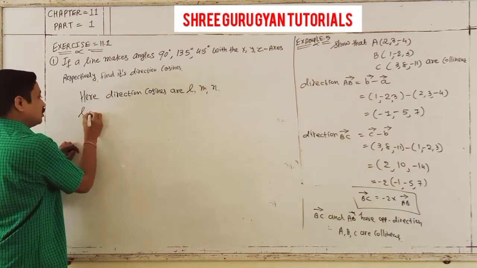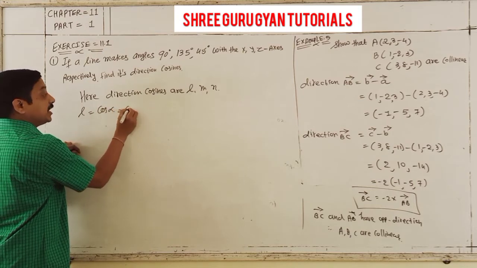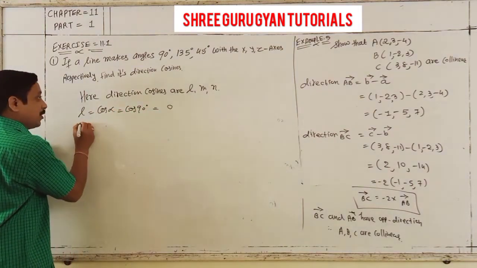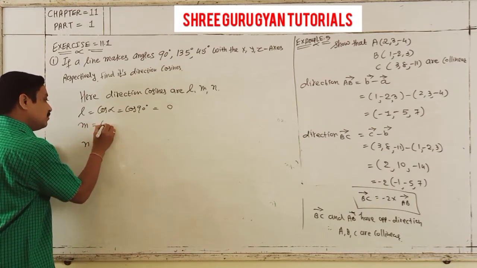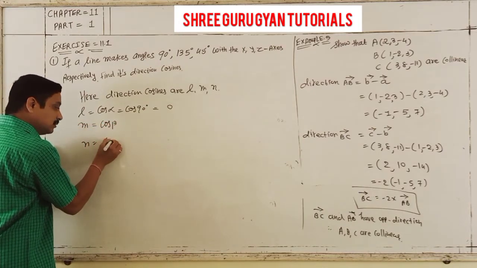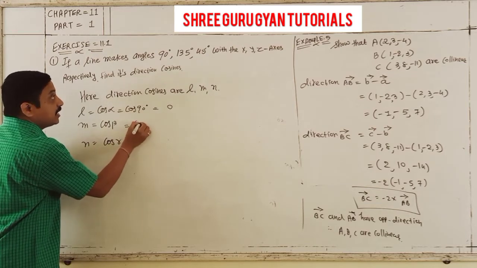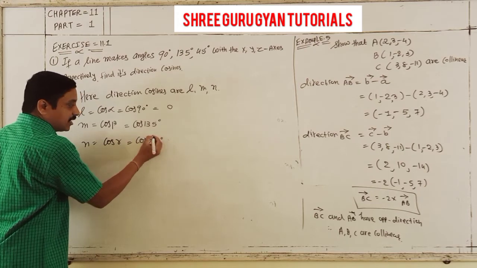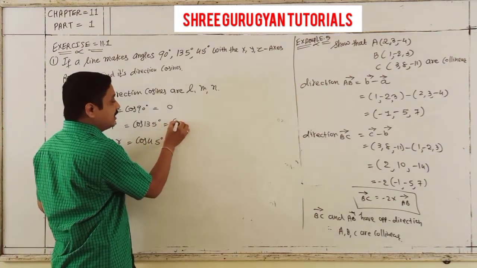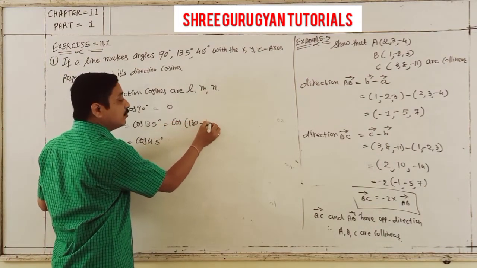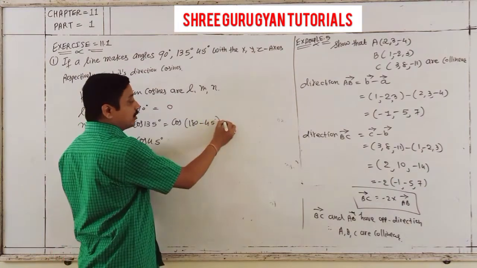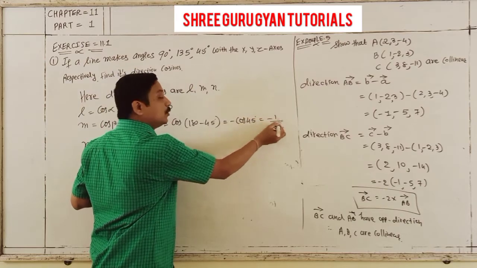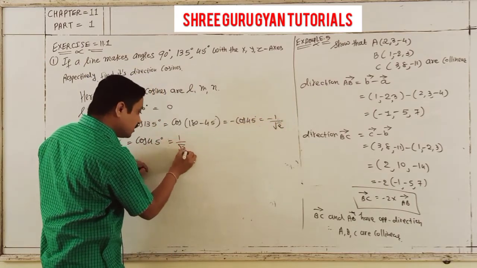So L, I know, is cos alpha, with alpha 90 degrees, and cos 90 is 0, sin 90 is 1. Now M and N are the same as cos beta and cos gamma. Beta I know is 135 degrees and gamma is 45 degrees. Apply cos 135. Actually it is indirectly 180 minus 45 degrees, so second quadrant, minus cos 45. It will be minus 1 by root 2. And here plus 1 by root 2.